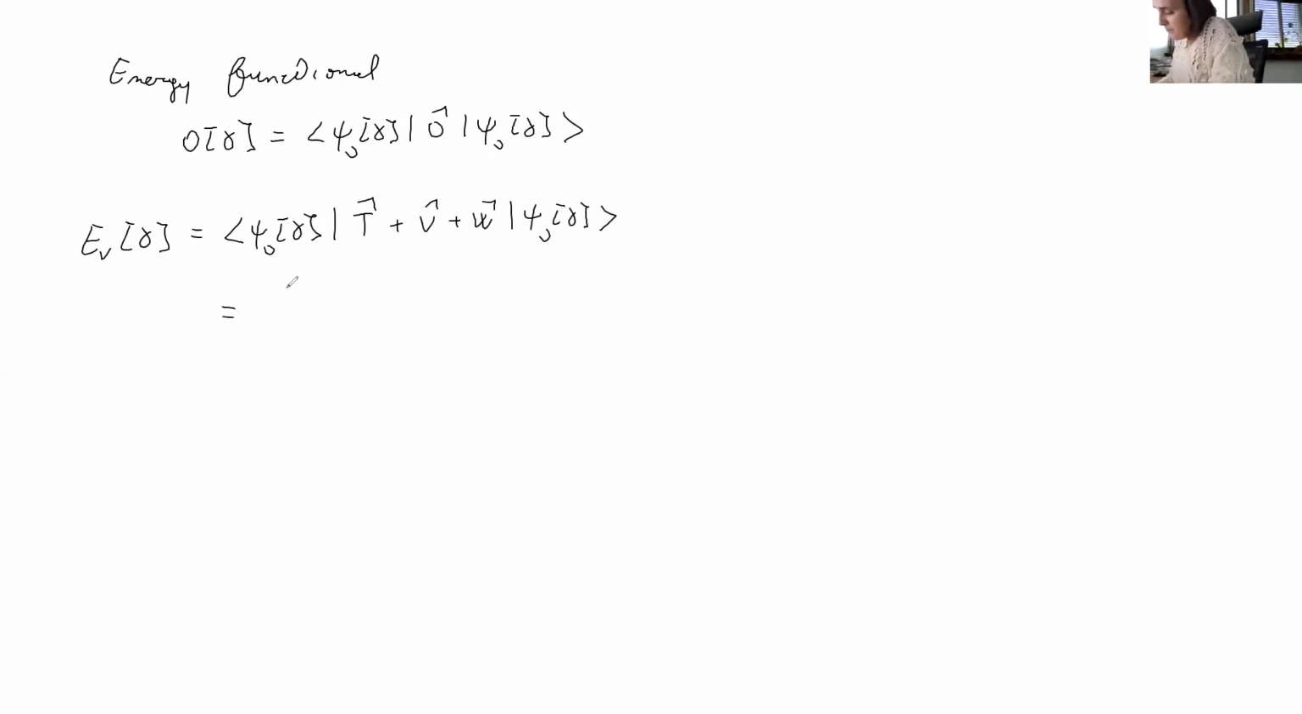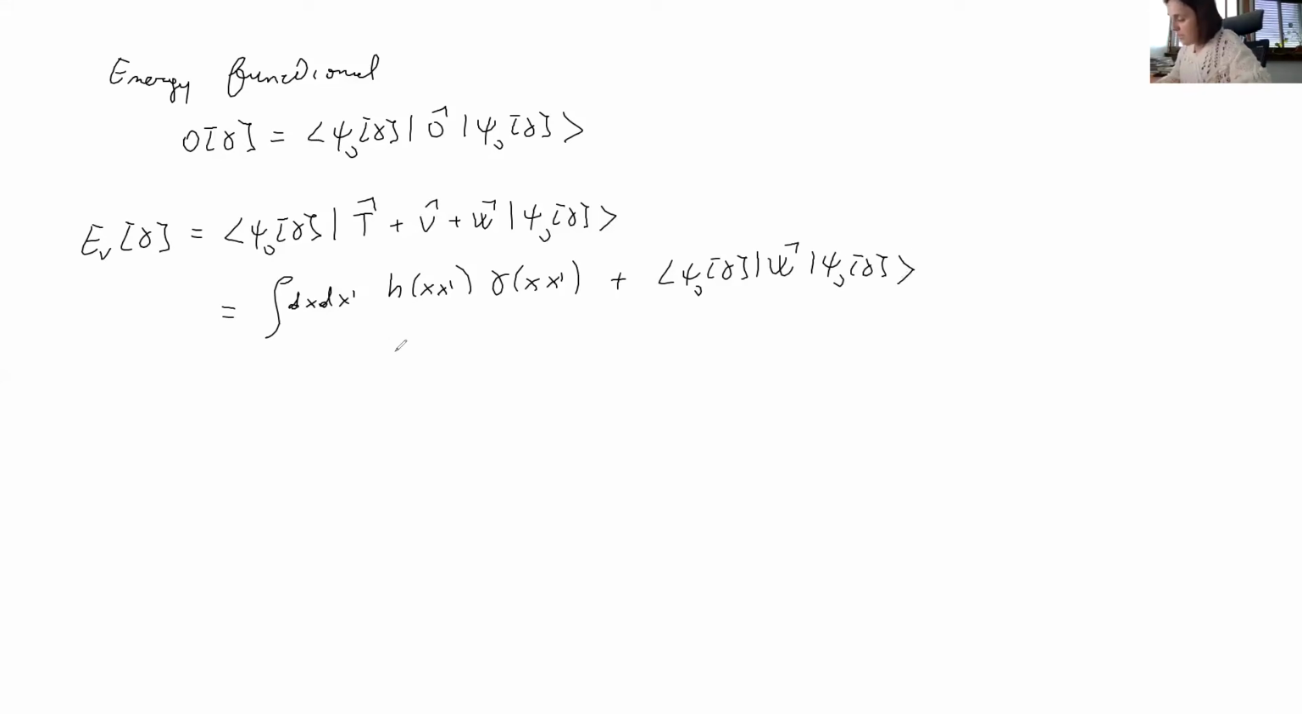And this is equal to prime. So this is the part which contains the kinetic energy and the external potential, plus the part that actually at the end we need to approximate. Right? So where H now contains my kinetic energy operator plus the external potential.